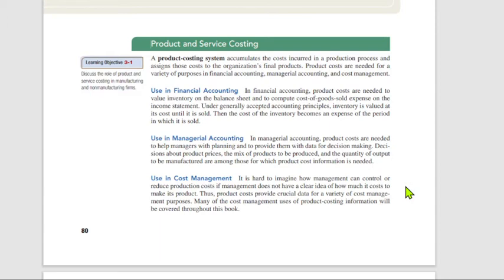Next, it is used in cost management analysis because it is hard to imagine how management can control or reduce production costs if the management does not have a clear idea of how much it costs to make its product. So that is basic. We need to assign costs for a particular product because we look at efficiency. The management will look at how it can control costs.